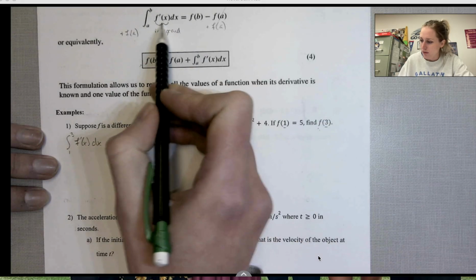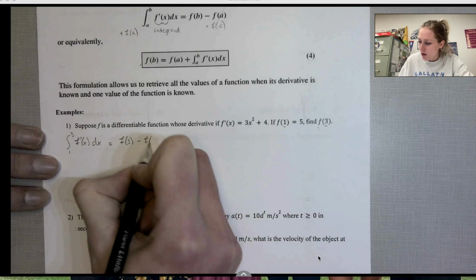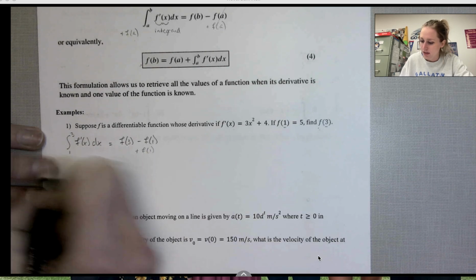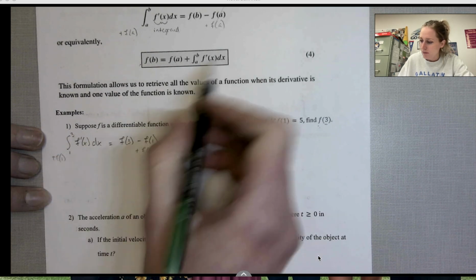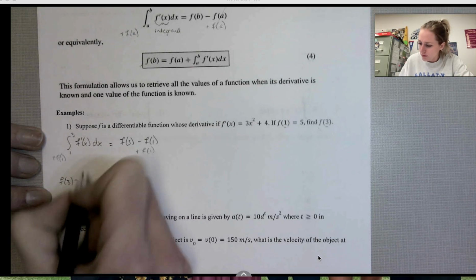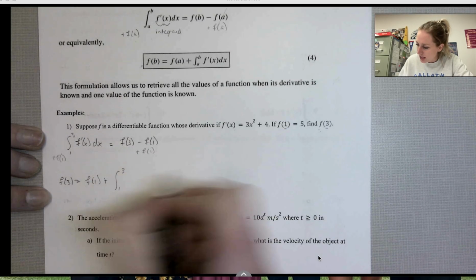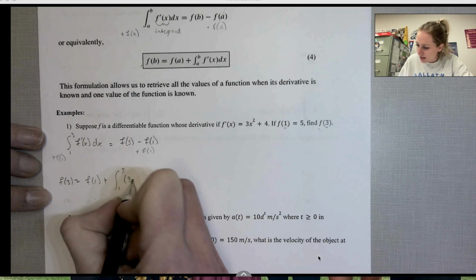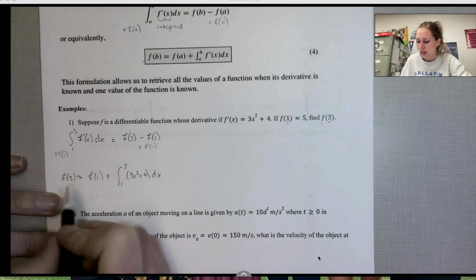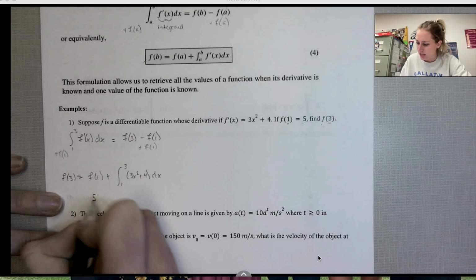Now, according to this, that is equal to f of b minus f of a. Now, I'm specifically looking for f of 3, so I'm going to add that f of 1 to the other side. And then I'm going to essentially be using this. So f of 3 is equal to f of 1 plus this integral. And I'm going to go ahead and put in the 3x squared plus 4 dx. Okay, so now to actually figure out what this is, we already know f of 1. That was given to us. It's just 5, so the 5 is here.